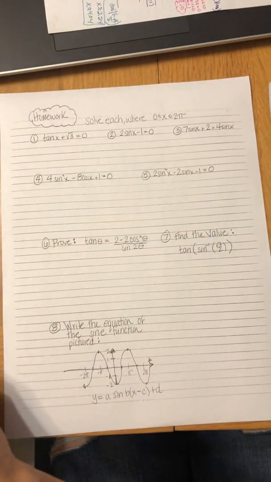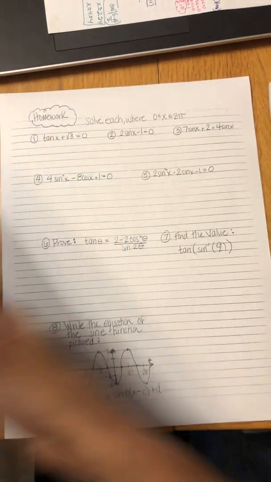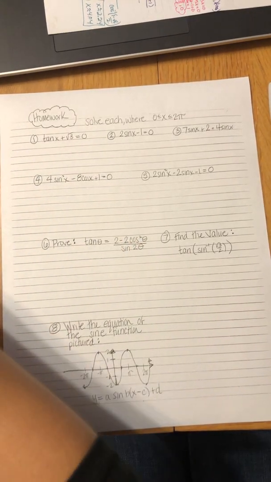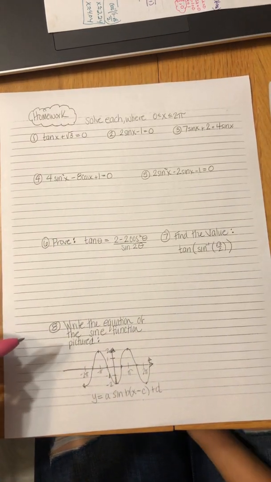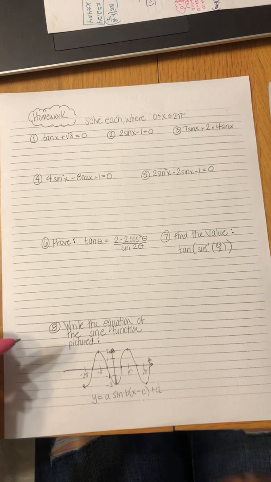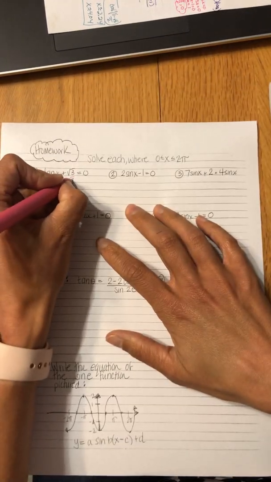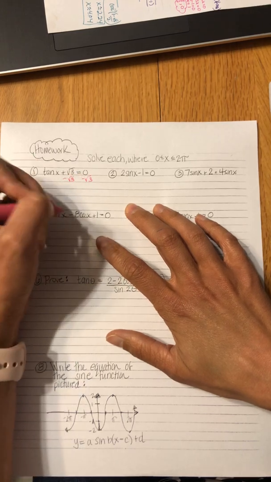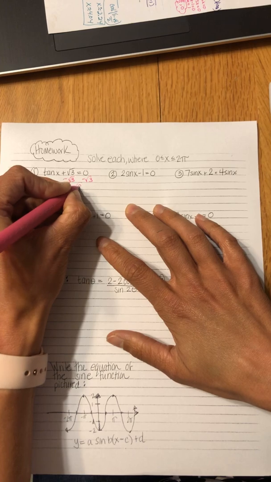All right, so we're going to solve each where 0 is less than or equal to x is less than or equal to 2 pi. Okay, and number 1, we have the tangent of x plus the square root of 3 equals 0. So I'm going to solve for tangent of x. I'm going to subtract square root of 3 from both sides, and I would get tangent of x equals negative square root of 3.